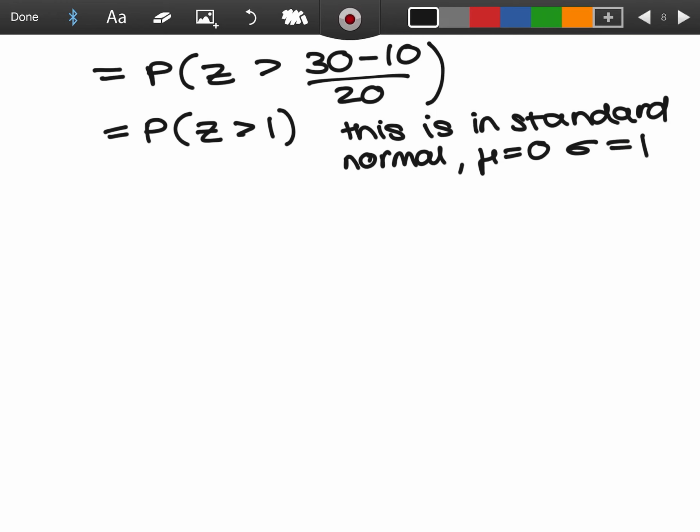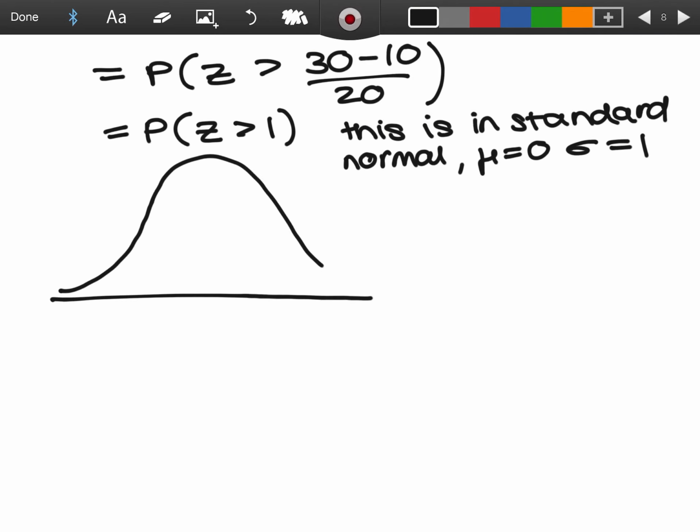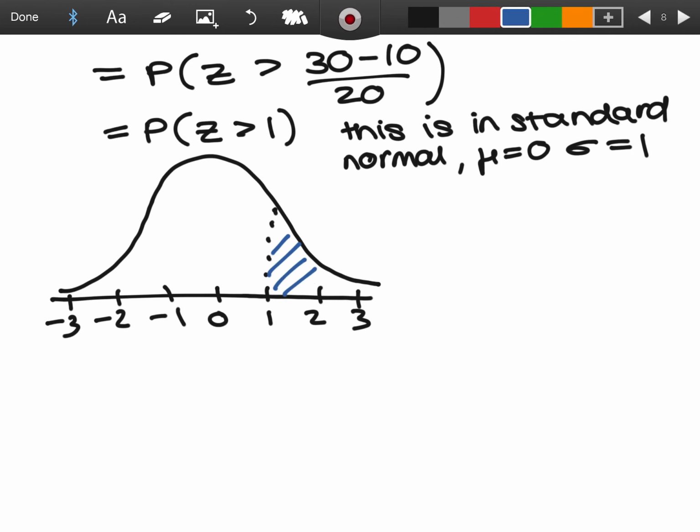Now, because I am in standard normal, with a mean of 0 and standard deviation of 1, if I drew this out again for a standard normal curve, I'm looking at the probability that Z is greater than 1. I am looking at the area under the curve to the right of 1. Because I'm in standard normal, what can I use as an upper bound when I need one? I can use 10.